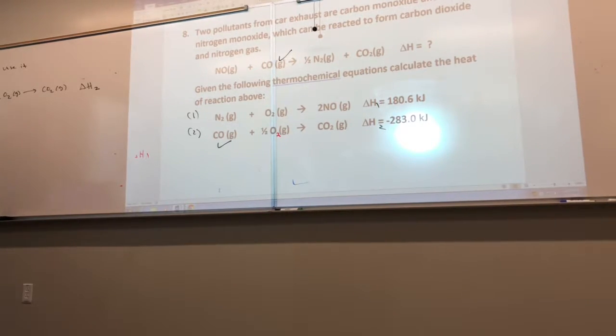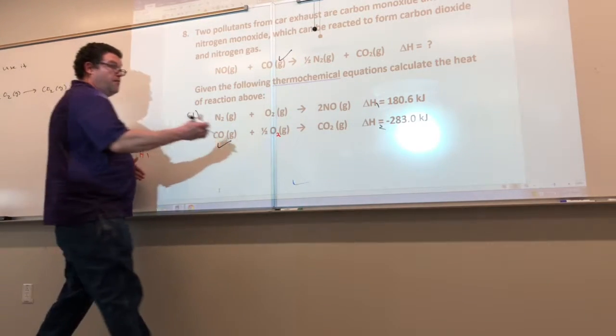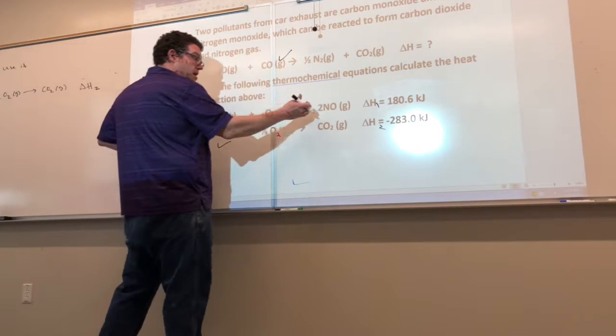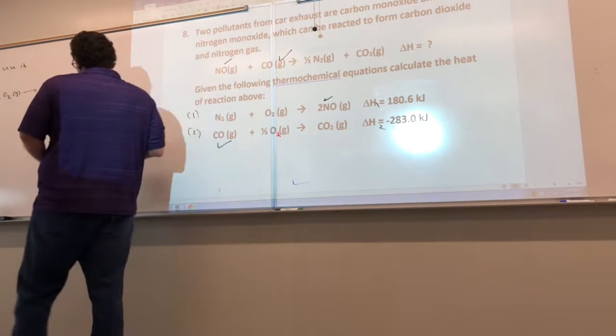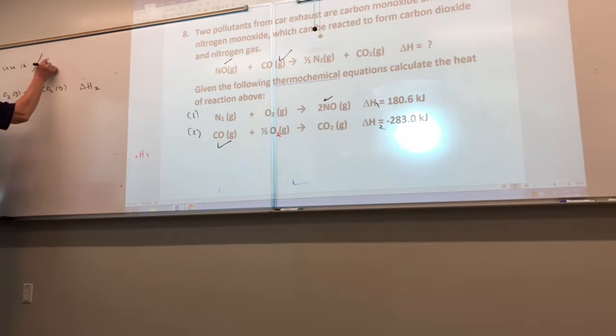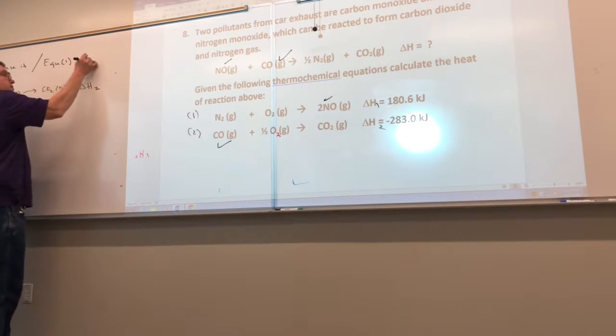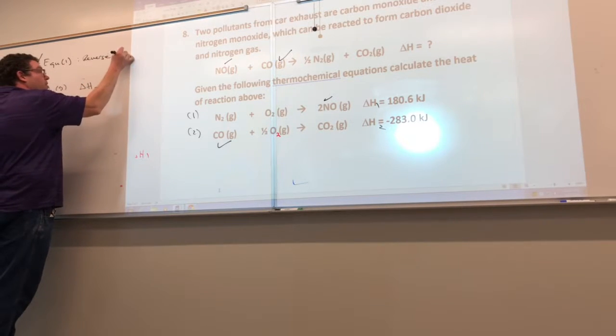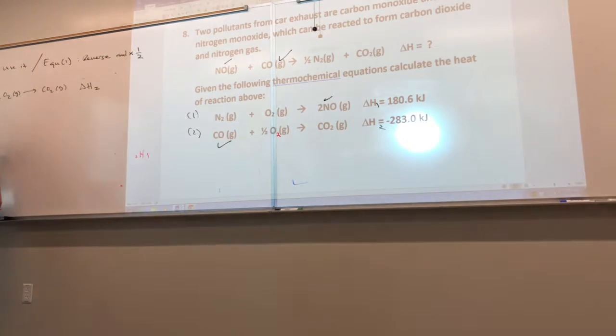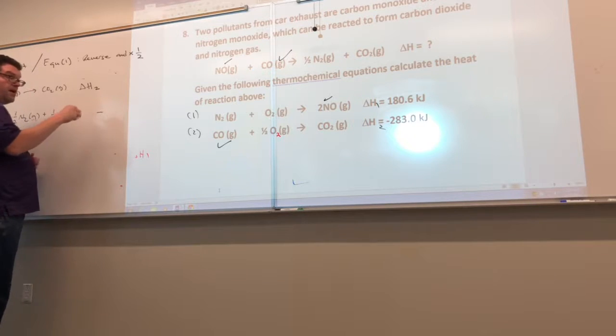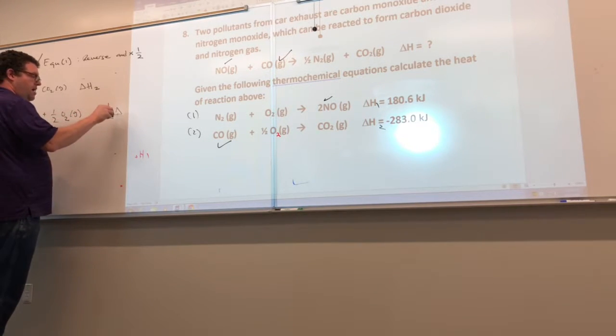You take the first equation, reverse it, and divide by 2. And why did I do that? Because I want to get the correct number of NO on both sides. So equation 1, reverse, and multiply by 1/2. That's going to be NO gas goes to 1/2 N2 gas plus 1/2 O2 gas. And what did I do to my delta H1? I took the negative of it, reversed it, and multiplied it by 1/2.